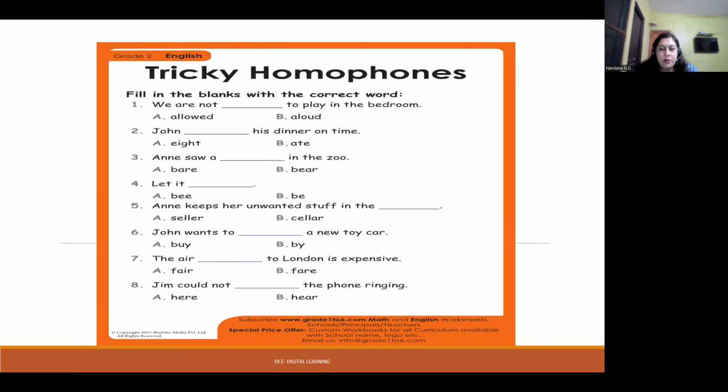John wants to buy, B-U-Y, buy a new toy car. The air fare, F-A-R-E, ticket to London is expensive. Jim could not hear, H-E-A-R, hear the phone ringing.